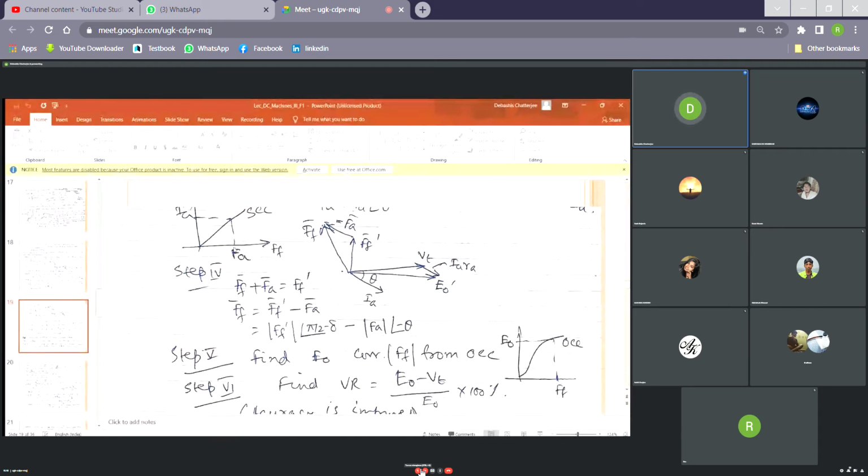Now FA plus FF is FF dash. Now you can get FF equal to FF dash minus FA.